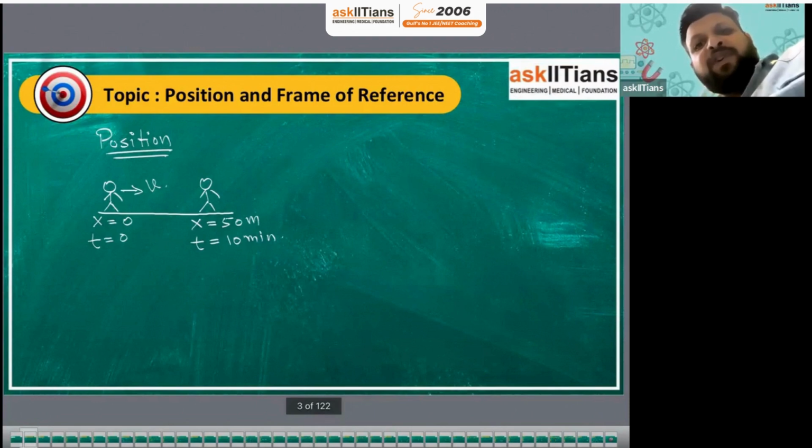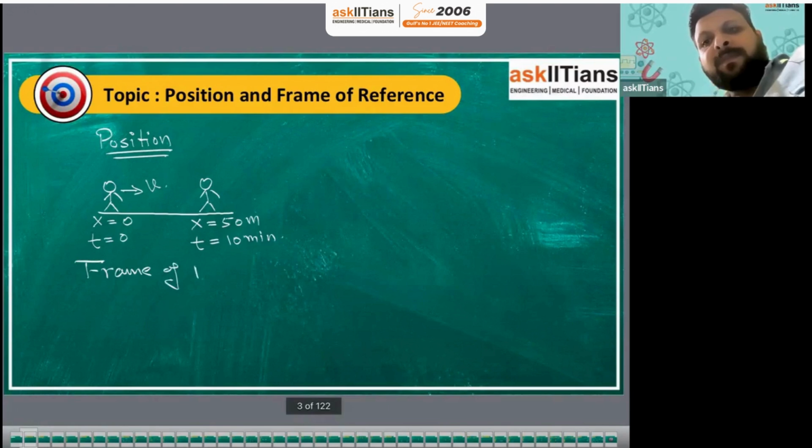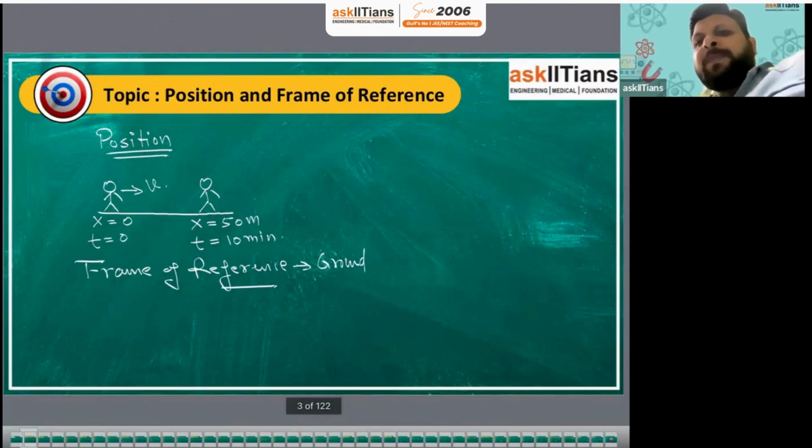So since its position is changing with respect to ground, here you have to consider the frame of reference as the ground, because with respect to ground, he is moving, right? So here frame of reference will be ground, right?